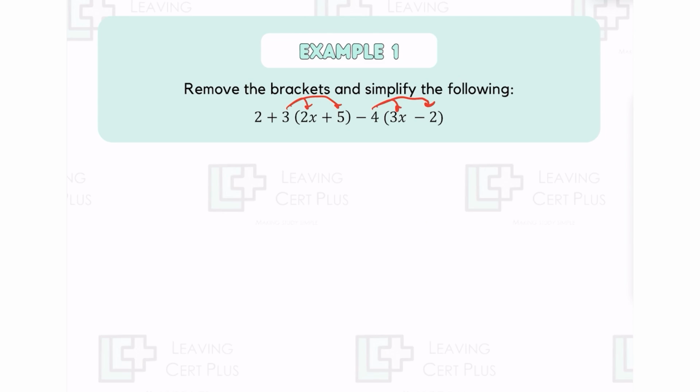So 2, nothing happens to that. 3 by 2x is 6x. 3 by 5 is 15. Minus 4 by 3x is minus 12x. And minus 4 by minus 2, be very careful, that's a plus 8.